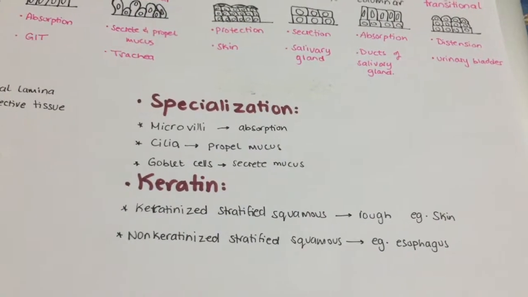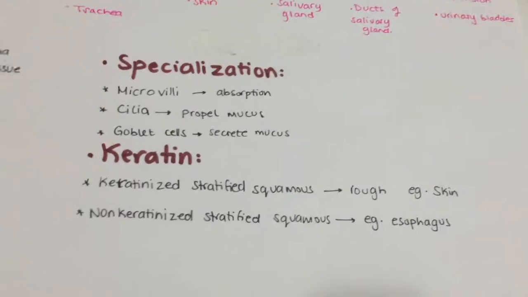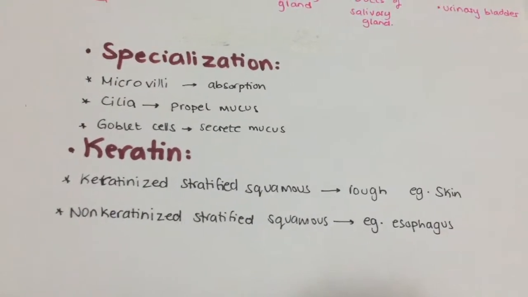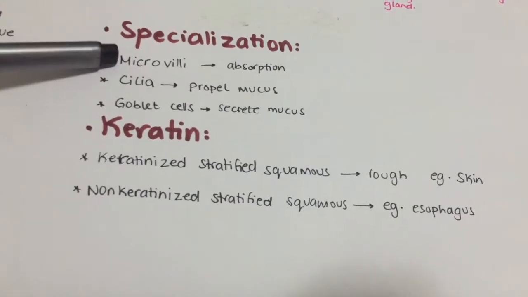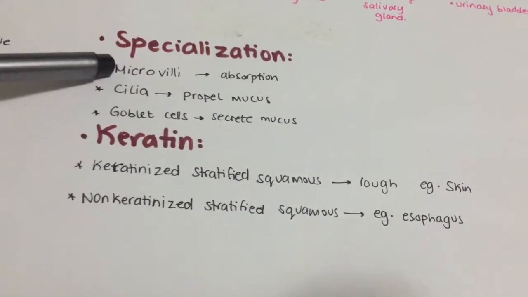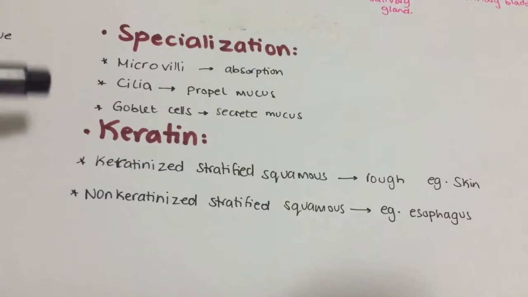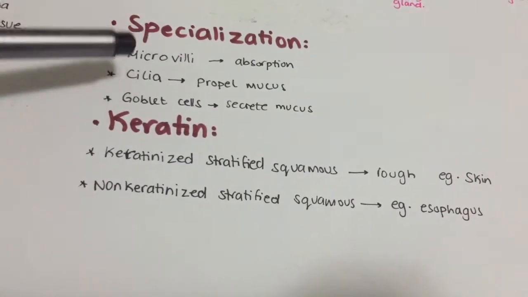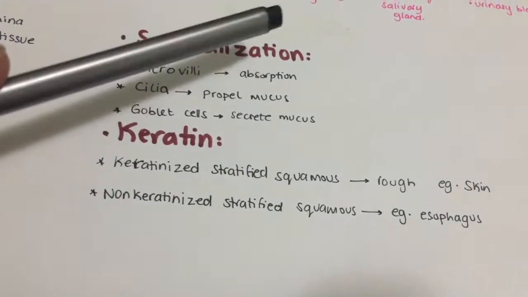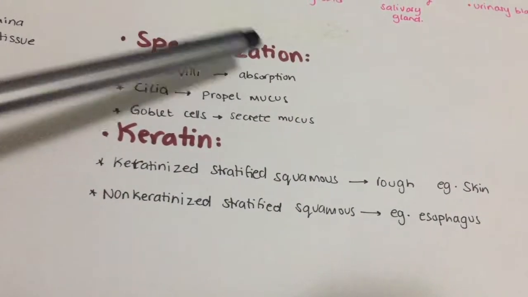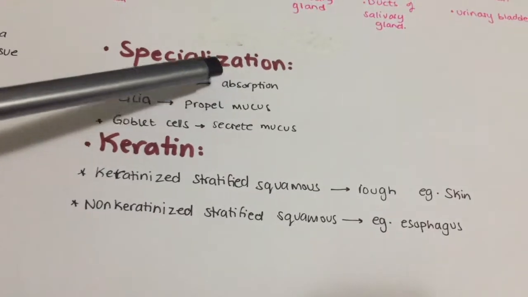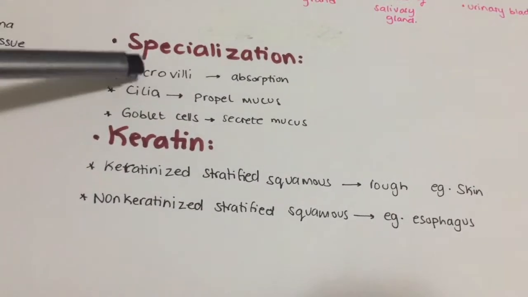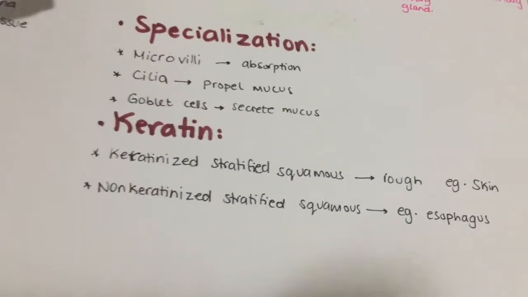So when we're talking about those cells, sometimes they have extra features. One of those is microvilli, and microvilli basically are smaller projections that allow an increase in surface area, and they are there for absorption. So since they're there for absorption, you would easily know that they are usually found on columnar cells.